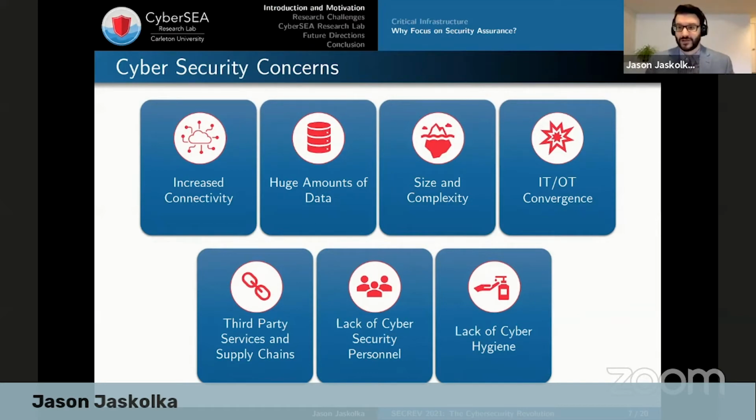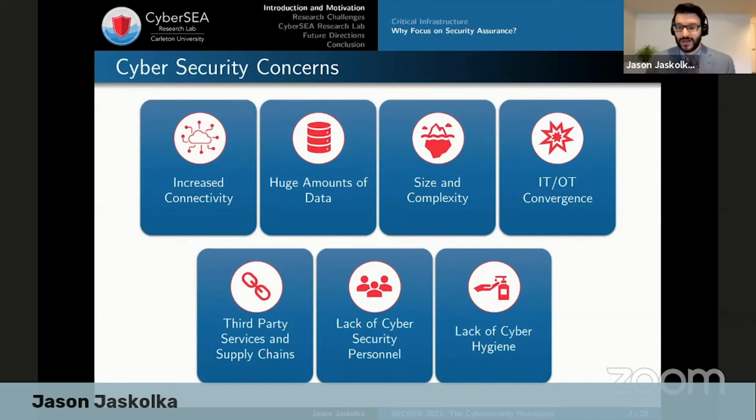Of course, critical infrastructure systems with their size and complexity are not built entirely of components and services that are developed in-house by owners and operators. They rely on third-party services and supply chains, and this presents a very difficult challenge to solve when it comes to securing these systems. We have to then look at how these different parts are being acquired and being used in the development of these systems. There is a lack of cybersecurity personnel as well.